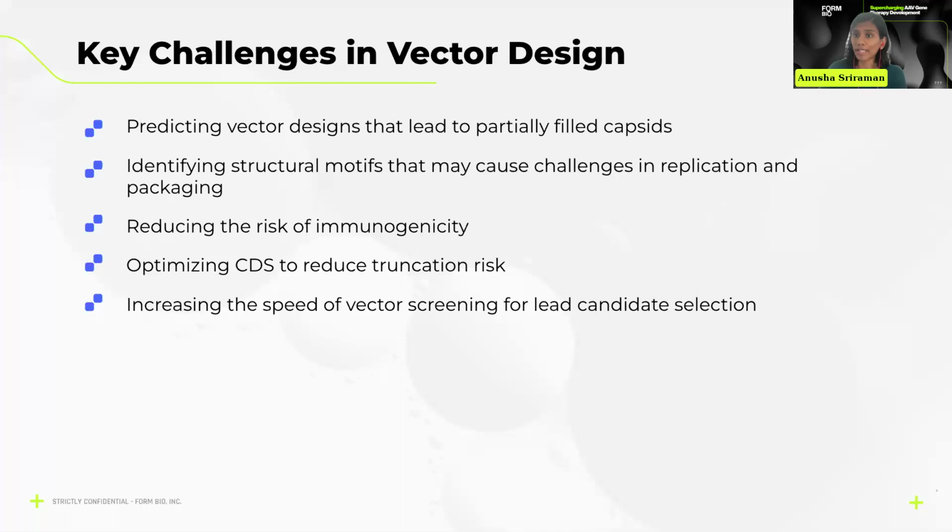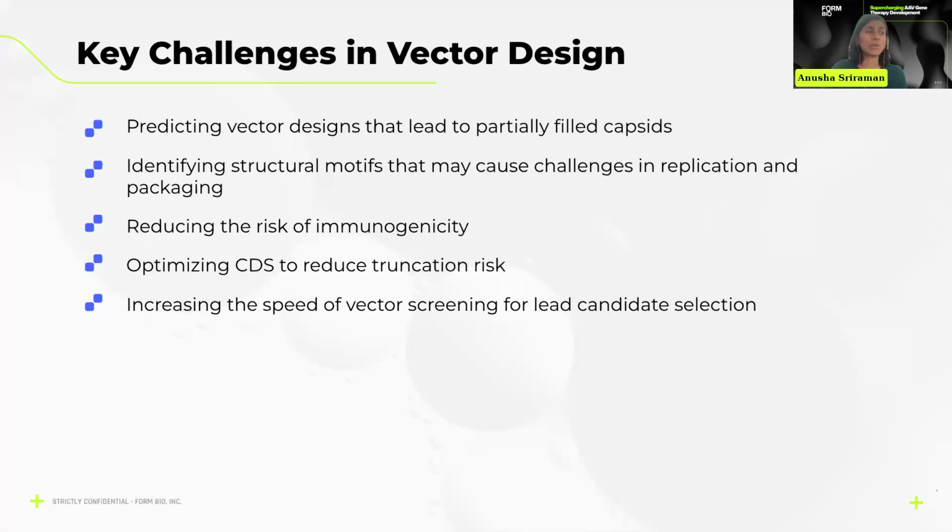Then it is to optimize the coding sequence to minimize the risk of premature termination or truncation. And this is important because if the coding sequence is optimized and we're able to get more full genomes, then we are helping to maintain the functional integrity of the therapeutic gene and enhance the efficacy.